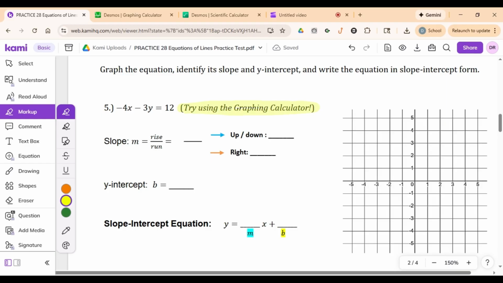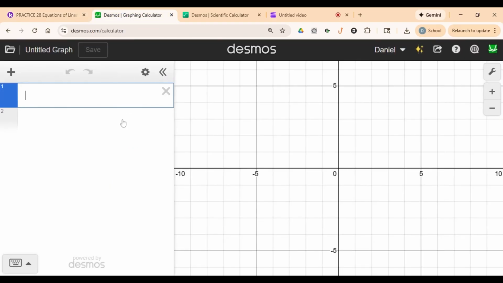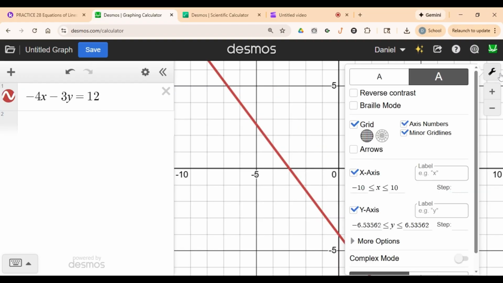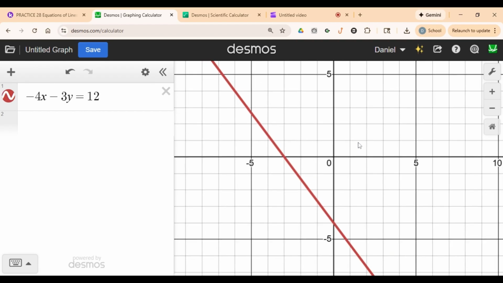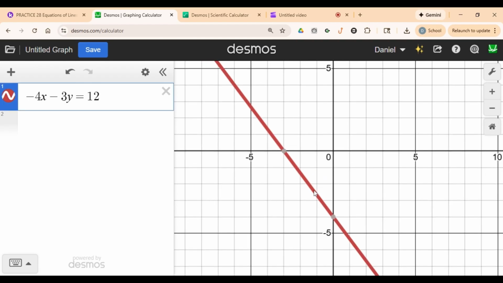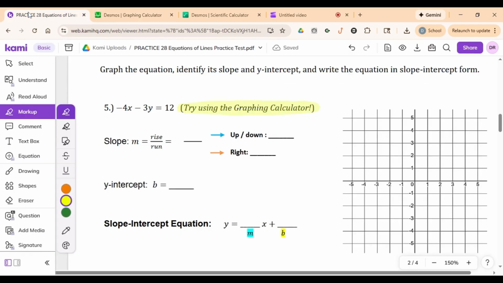So I'm going to type our equation in, -4x minus 3y equals 12, into the graphing calculator on Desmos. So -4x minus 3y equals 12 makes us a line over here. And if we see our line, remember when we click on our line, it shows us 2 key points, one on the x-axis and one on the y-axis. So you won't see them right away, but when you click on the line, those 2 dots show up. So making sure I typed this in correctly, I did.